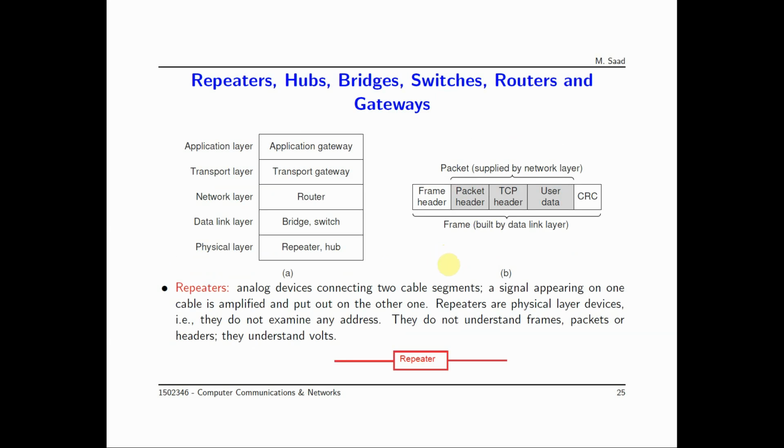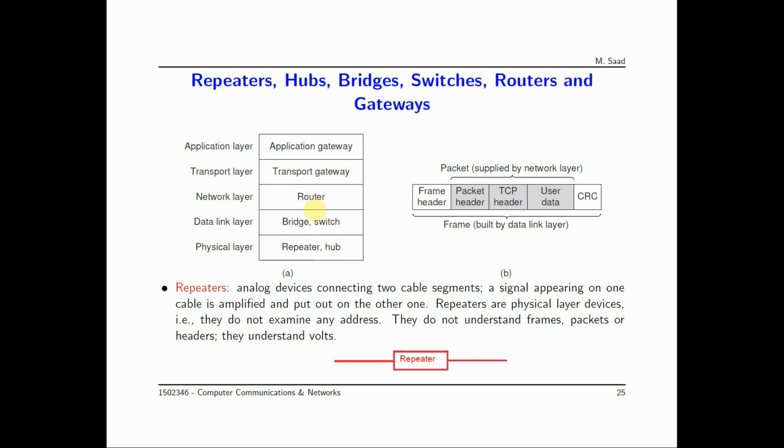Let me generalize more. Different devices operate at different layers. Do you still remember the layers that we talked about in the introduction? The physical layer, the data link layer, the network layer, the transport layer. Some devices work at the physical layer, like repeaters and hubs. Some devices work at the data link layer, like switches and bridges. Some devices work at the network layer, like routers. So that's the main difference between these devices. Basically, what is the layer they operate at?